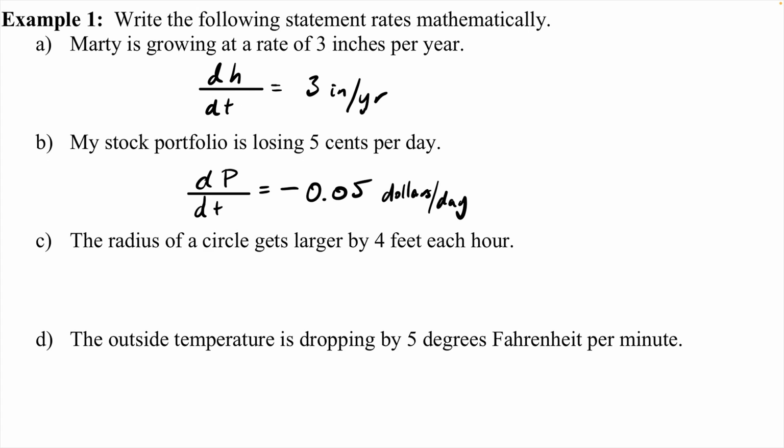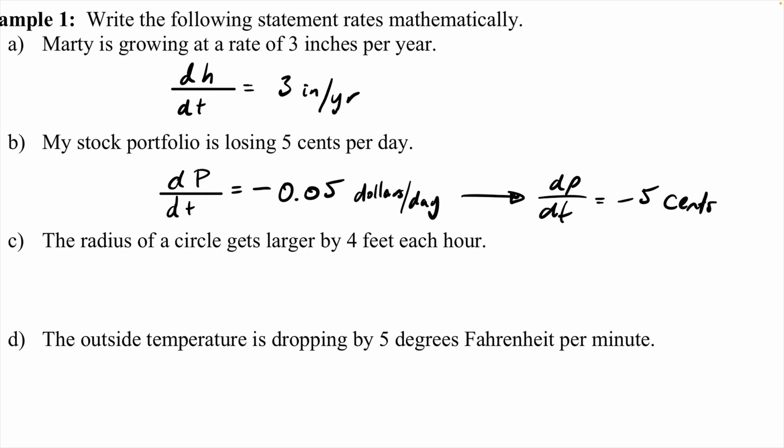So how would you write it as cents? That's a good question. So let's write it as cents. So dp over dt equals, how would you write that as cents? -5 cents. That's wrong. Why is that wrong? Per day. There you go. That's right.